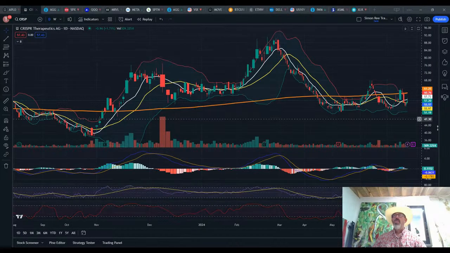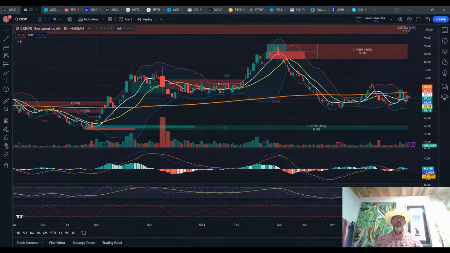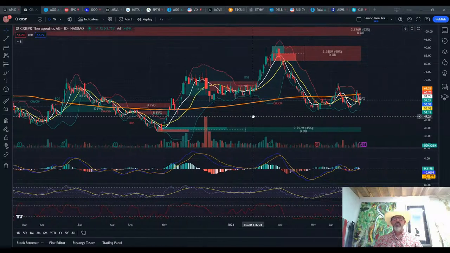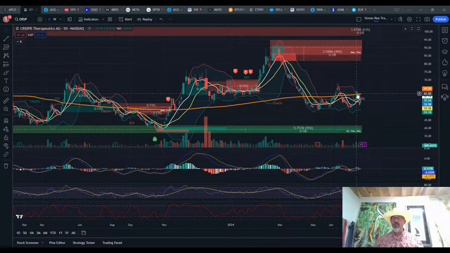Okay. A lot of sidewaysness here, right? I think we all see a little sideways movement here. I want to see a move above the 200. This is a daily chart.